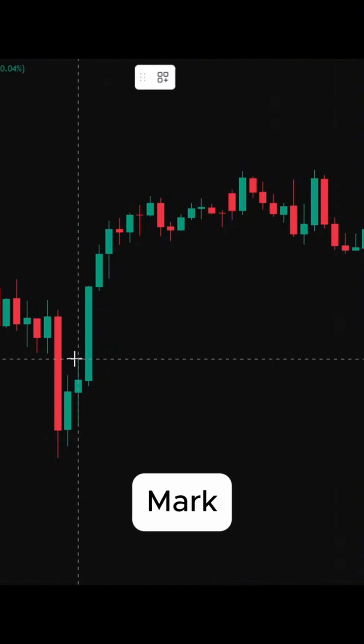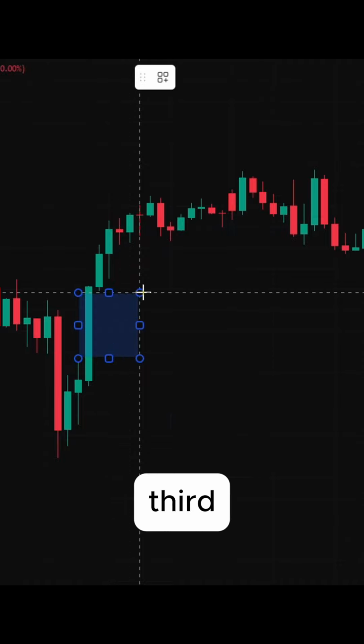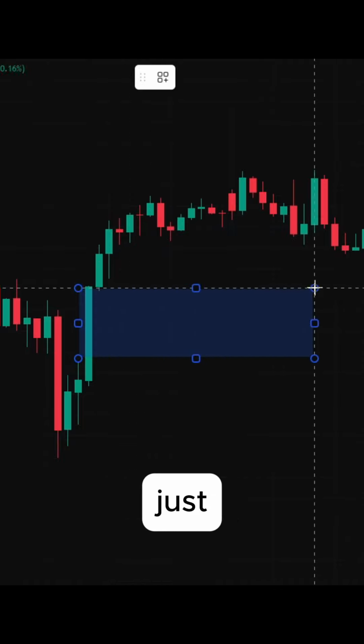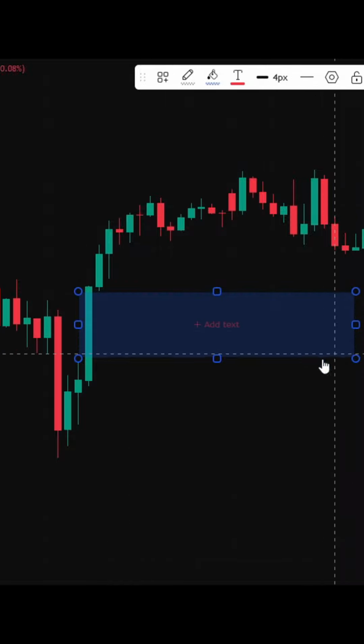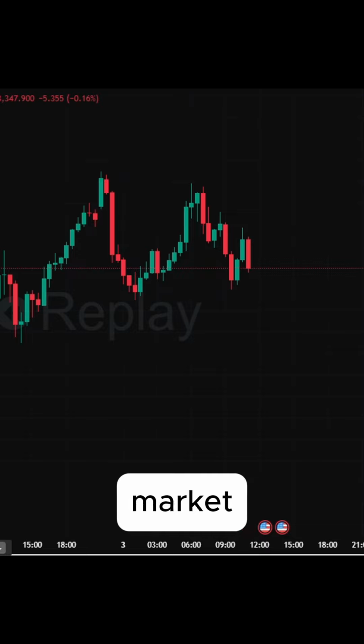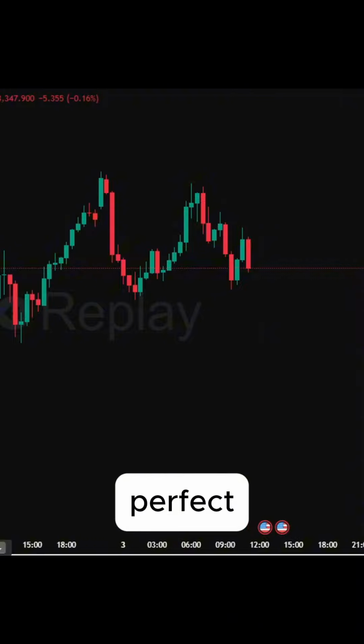So now we mark the top of the first candle wick here, just like so, to the third candle bottom wick, just like so. And this is our imbalance created. So here I have prepared a market move that is a perfect example for what we were talking about. A fair value gap, a different confluence, a perfect entry, and a perfect exit. So let's start with finding our fair value gap.